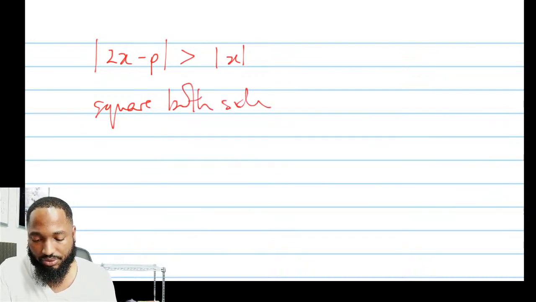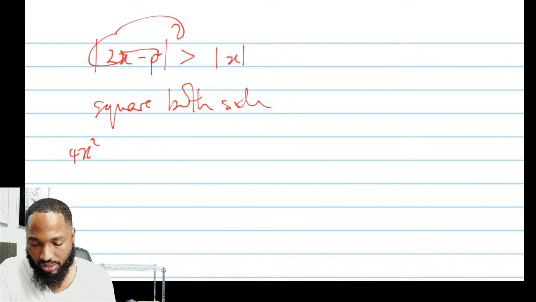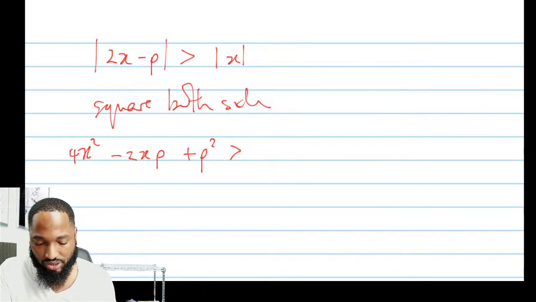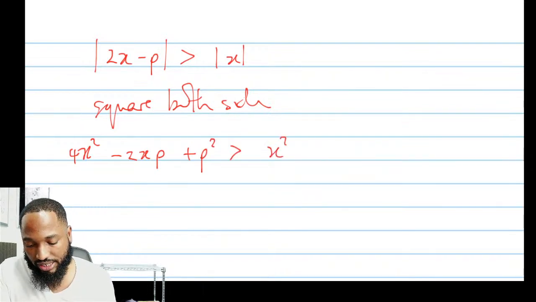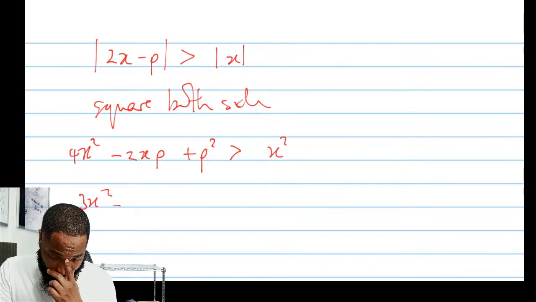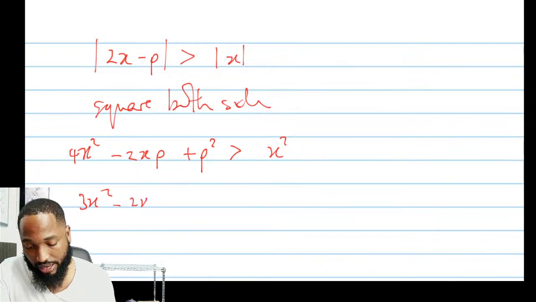And you're going to end up with, when you're squaring here, 4x squared, 2 by 2, right? So negative 2xp plus p squared is greater than x squared. Bring across the x squared, you get 3x squared, minus 2xp plus p squared.